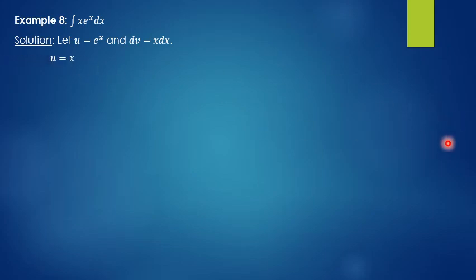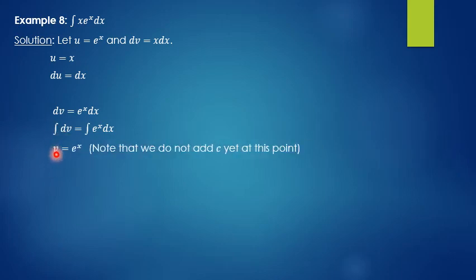So again, our u is equal to x, so the derivative of that is dx. Now, if we assign e to the x dx as our dv, if we get the integral of both, so the integral of dv is v, and the integral of e to the x dx is e to the x. And then note, we do not add yet our c here because in integration by parts, we will be doing another integral, that is when we add c. So again, we have here our u, our du, our dv, and v.